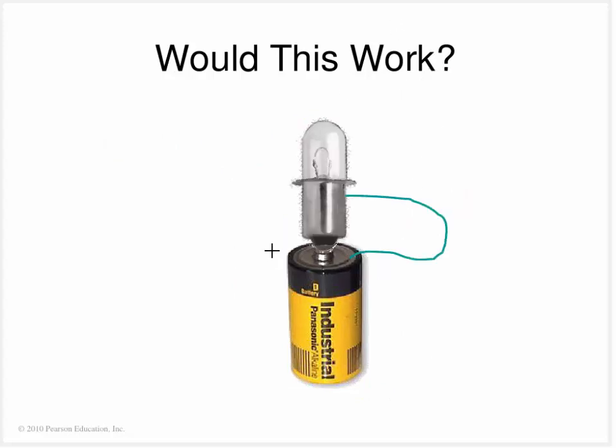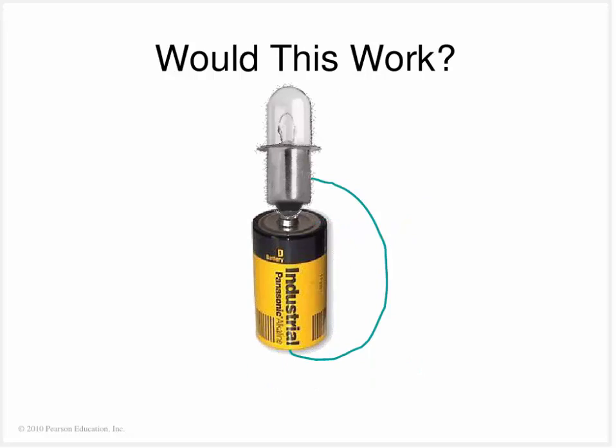Now, take a look at this guy right here. We've got the positive side, we've got the negative side. This actually still wouldn't work because we're really still only connected to the positive side of the battery. We need something to connect to the negative side. We need a complete path for that current to flow.